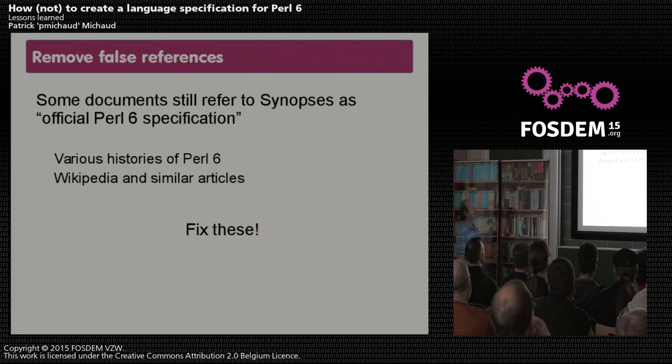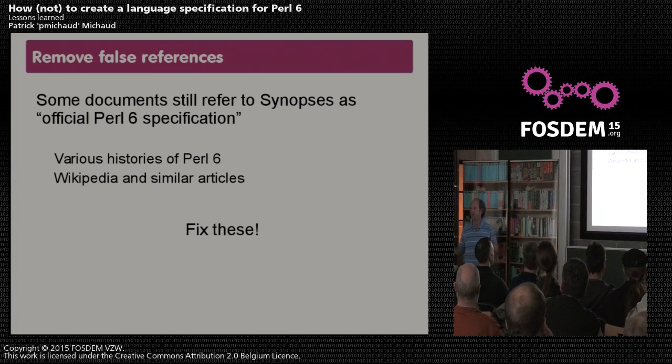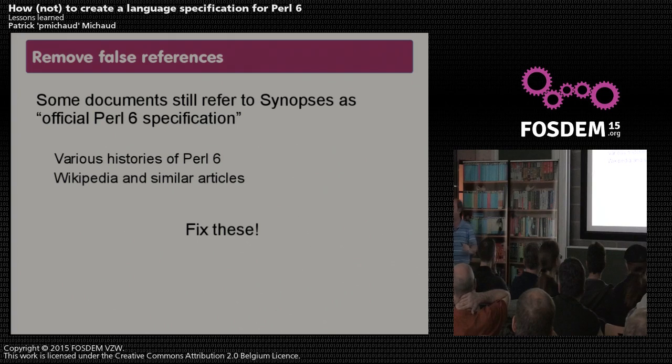We need to get rid of all of the false references to synopses as the official Perl 6 specification, either by making it clear in the documents we produce going forward, or in some cases going back and annotating what already exists to indicate that the synopses really are no longer our specification documents. Just doing a couple of Google searches for Perl 6 language specification brought up pages that say the synopses are the official Perl 6 language specification. In fact, last year at the Austrian Perl Workshop, I finally got fed up with the Perl 6 homepage for the synopses on Perl6.org starting out by saying the synopses are the official specification for Perl 6. And so I just finally committed a patch and said, I'm done with that. We need to stop doing that.